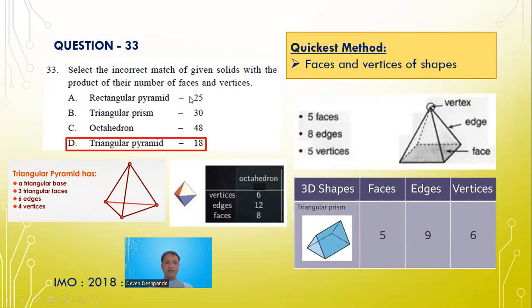This is correct. Triangular prism. This is a triangular prism where the two opposite faces are triangles. How many faces? 5 faces. And how many vertices? 6. 6 fives are 30. So this is correct. Octahedron.